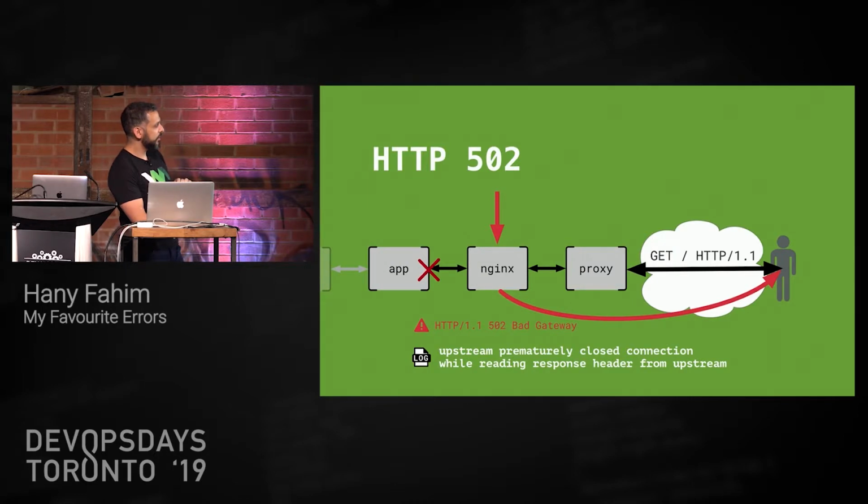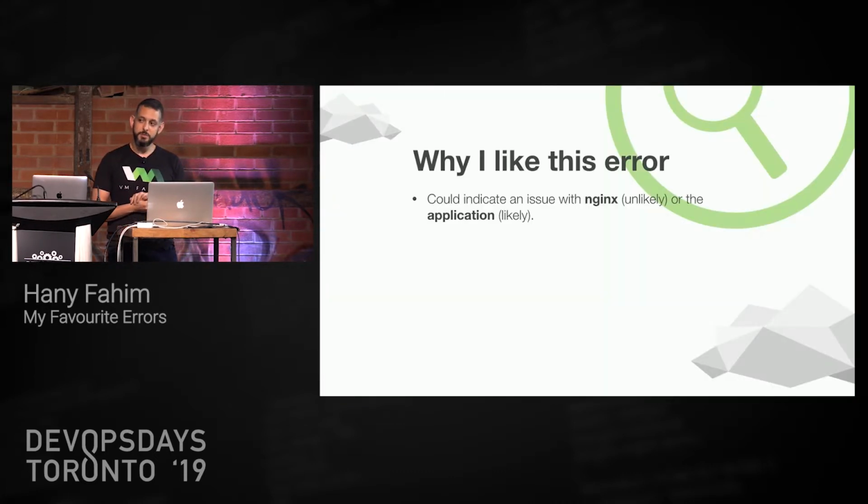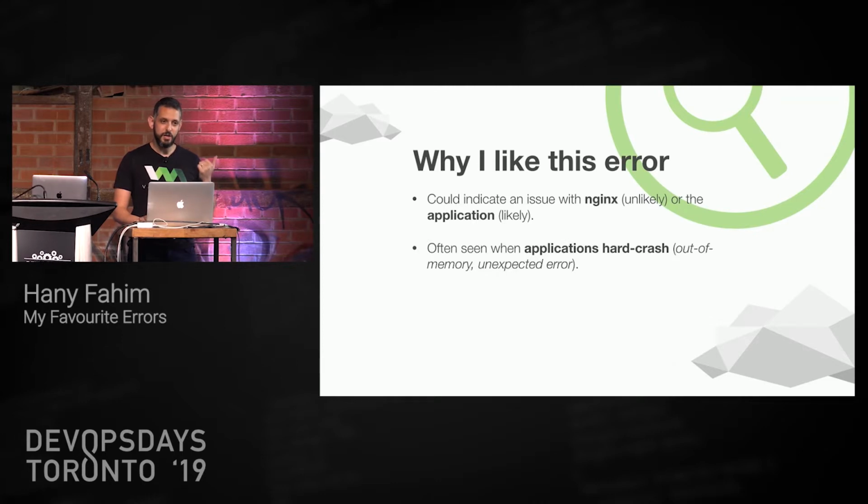Usually you'll see things in your logs like upstream prematurely closed connection, or connection refused, another standard error, while connecting to the upstream. I like this error because it may indicate a problem with Nginx, which is unlikely. The more likely scenario is it's the application server. I've seen this often when applications crash hard and are unable to send a response for whatever reason, like out of memory, the kernel assassinating the process, or something unexpected. So the application just crashes without sending a response. Usually that would indicate some sort of exploit is actually being tested.